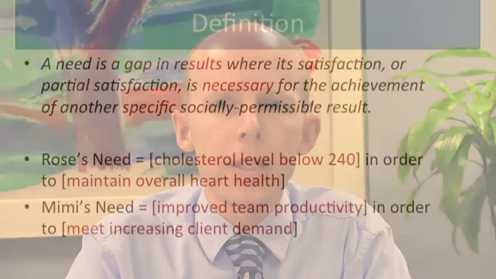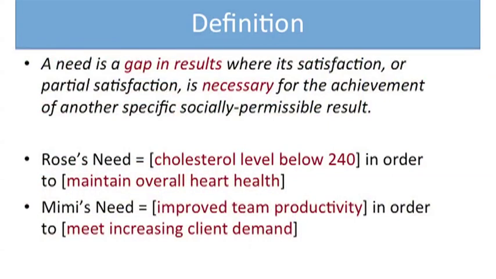We can thereby define needs as a gap in results, a gap between results that we're currently achieving and results that we should achieve in the future. And those results are where its satisfaction, or at least its partial satisfaction, is necessary for the achievement of another specific socially permissible result. So again, Rose's need could then be defined by lowering her cholesterol in order to maintain overall health, or Mimi's need could be defined by improving team productivity in order to meet increasing client demand.